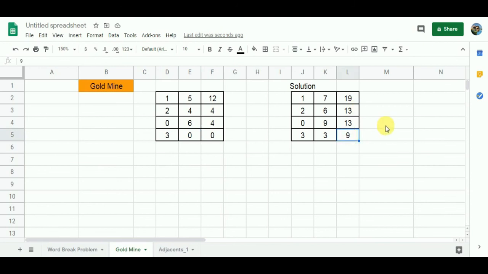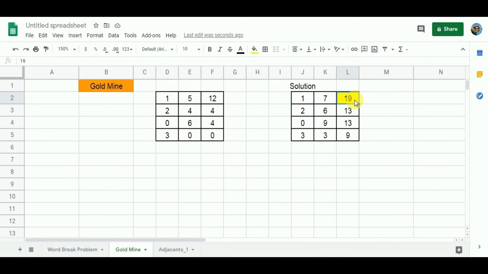All right, we have completed our matrix this way, and we have done justice to our problem, to the condition that was provided in the problem as well. The only thing that we need to do is traverse this matrix and find the maximum value. So I can see, and you can see also, that 19 is the maximum value. So let me highlight that. This is the maximum gold that we can collect from this gold mine.